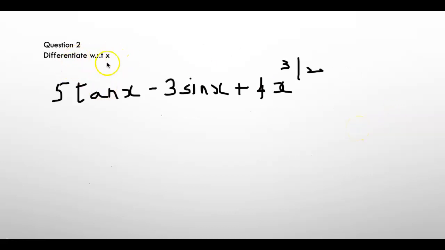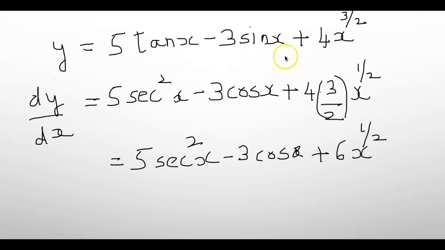Coming to problems, differentiate with respect to x: 5 tan x minus 3 sin x plus 4x raised to 3 by 2. So whatever we have to differentiate, we call it y. So dy by dx equals 5 into derivative of tan x, which is secant squared x, minus 3 into derivative of sin x, which is cos x, plus 4 into derivative of x raised to 3 by 2, which is 3 by 2 x raised to 3 by 2 minus 1, that is half. So that is 5 secant squared x minus 3 cos x plus 6 x raised to half.